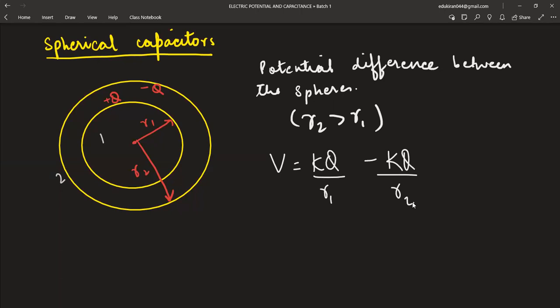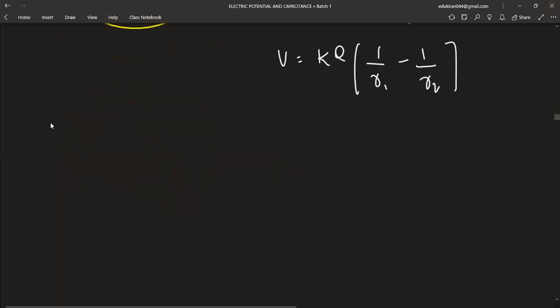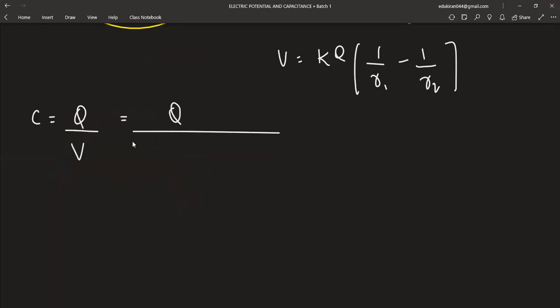Fine. So this would be the formula of the capacitor that we have to use. Now we can take KQ common and we'll be left with 1 by R1 minus 1 by R2. Right. Now, this is the value of potential. Let us put it in the formula. C is equal to Q by V. So this will be Q by V, that is Q by KQ times 1 by R1 minus 1 by R2.